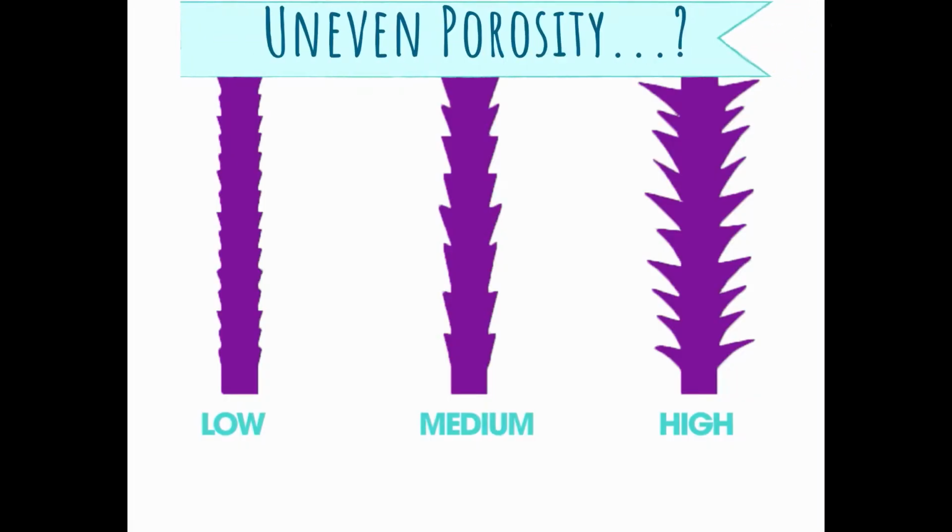So now we're just going to talk about uneven porosity. It is possible to have an uneven porosity throughout the hair. It is also especially important when doing chemical services. There are also such things as porosity equalizers, and these can help achieve even results when performing chemical services.